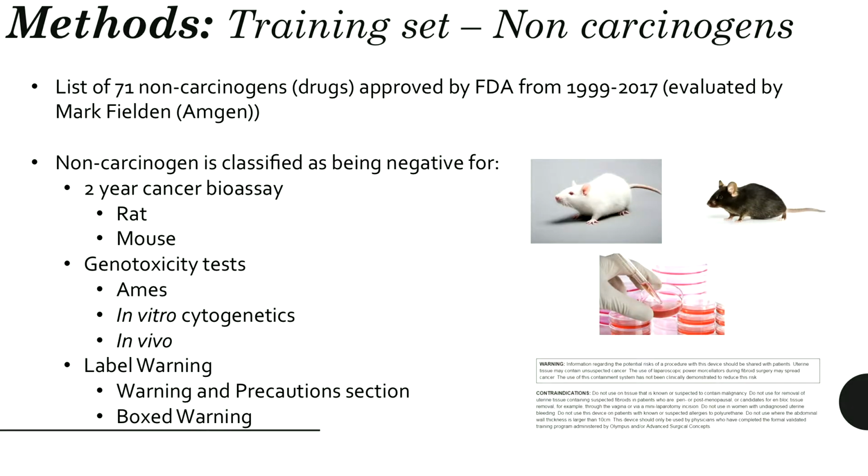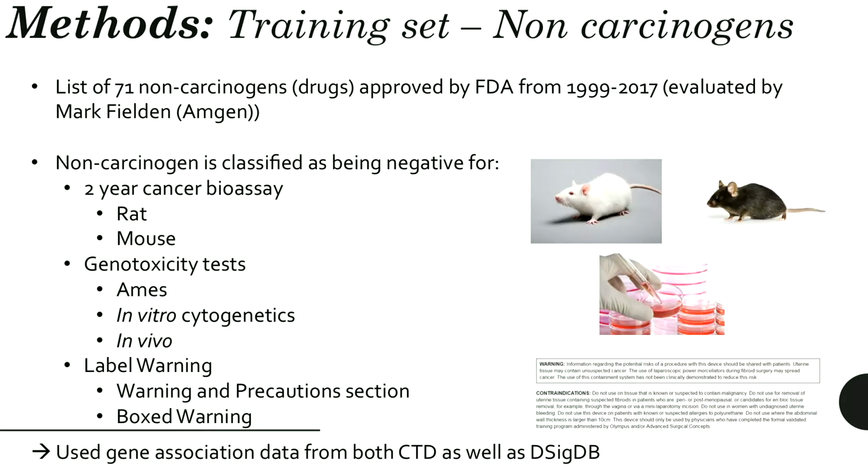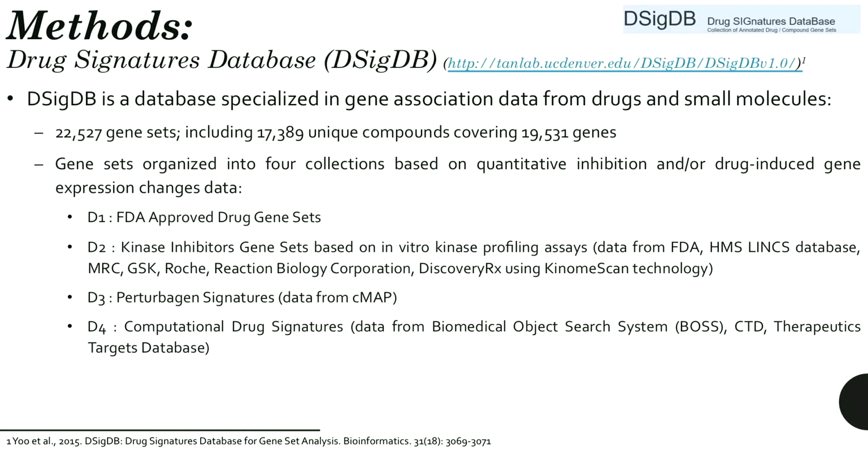Then, for our training set, we needed a negative group, and thus we used a non-carcinogen group. That was based on information we got from Mark Fielden, who works at Amgen, and he had information about drugs that were proven to be negative in a range of different assays, so in vitro, in vivo, and even the label warnings that you can find on medication. We used the CTD and the Drug Signatures Database to obtain these data. As I mentioned, the Drug Signatures Database is also a very large database. It includes around 17,000 unique compounds with around 20,000 different gene sets, and they're composed from different external databases.